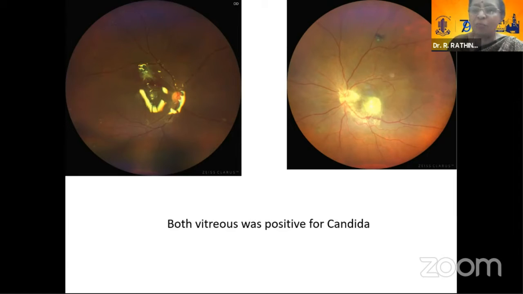Usually we see Candida balls in the vitreous. Here it is bilateral septic retinitis. Because she gave history of a stent in her bladder, we immediately did urine culture, and it was positive, urine positive as well as vitreous positive.